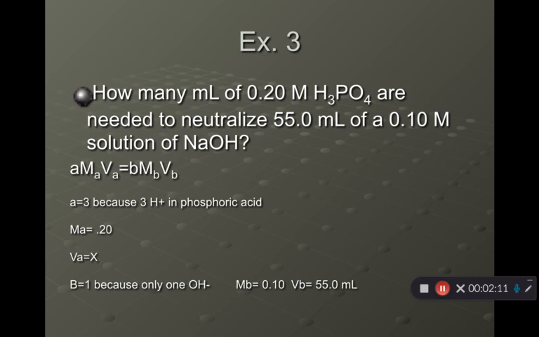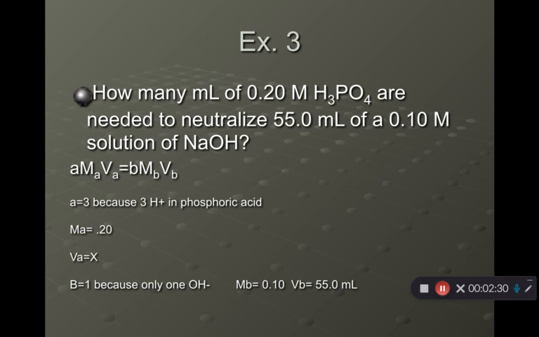The b in front of MBVB is just 1 because there's only 1 OH in sodium hydroxide. The MB here, the molarity of the base, is 0.10 because they say it's a 0.10 solution of sodium hydroxide. And the volume of the base, they tell you also, is 55 milliliters.